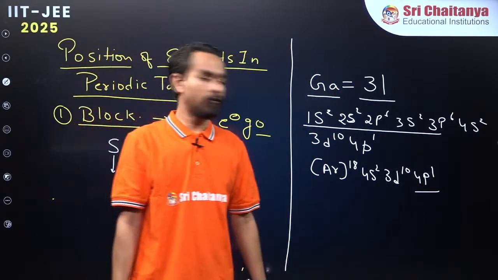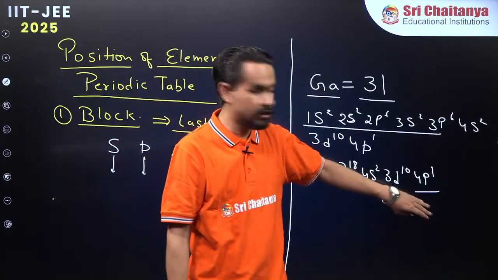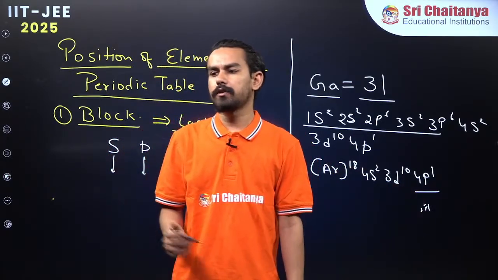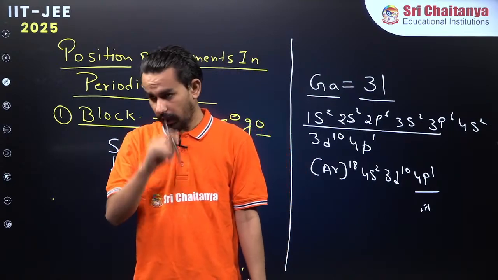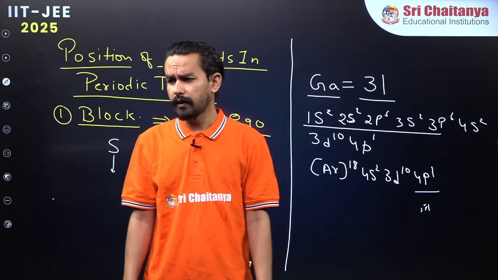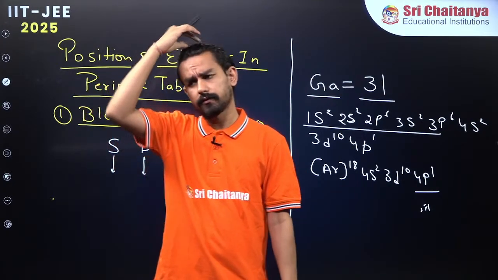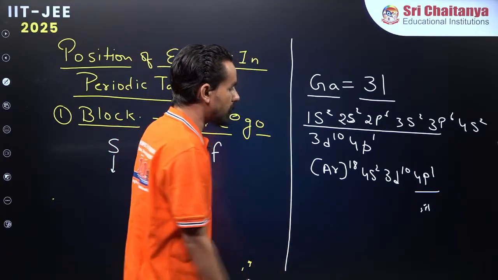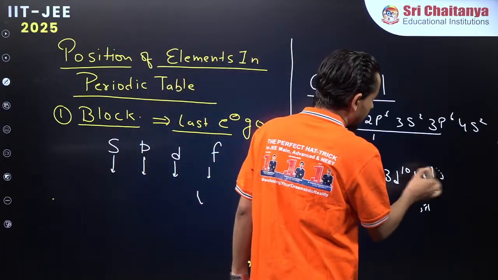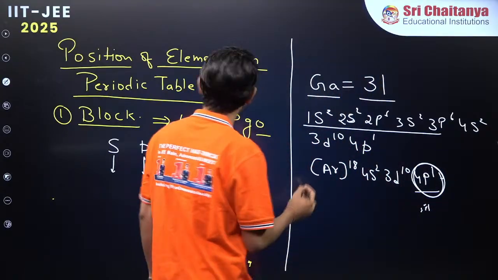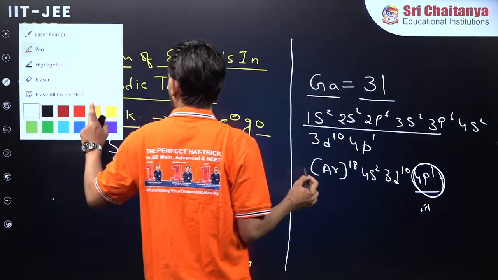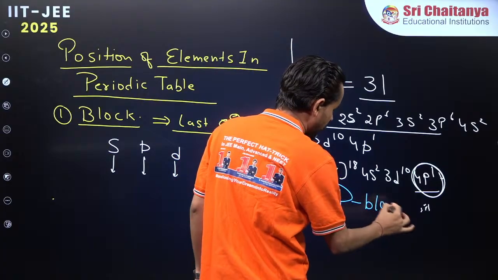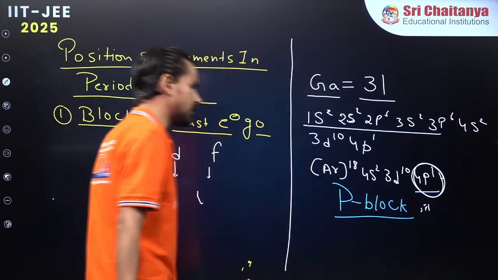So where is the last electron going? In which type of orbital is the last electron going? S, p, d or f? P. Very good. So the last electron is going into p orbital. That's why it will be considered as a member of p block. So block determination is easy. We have already done this.